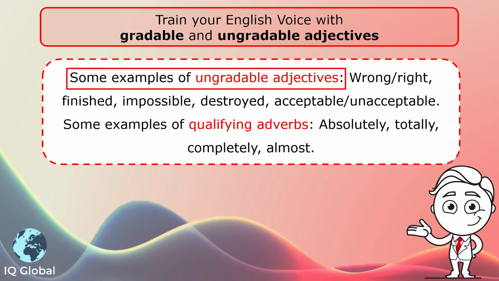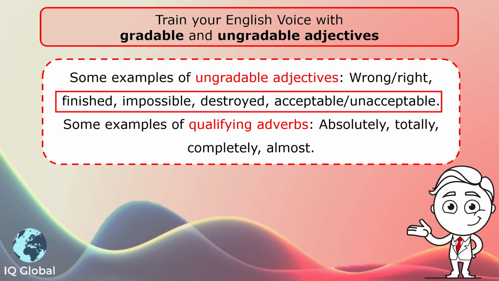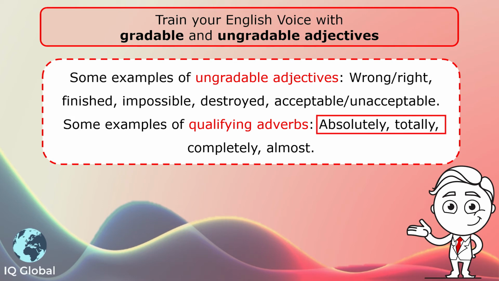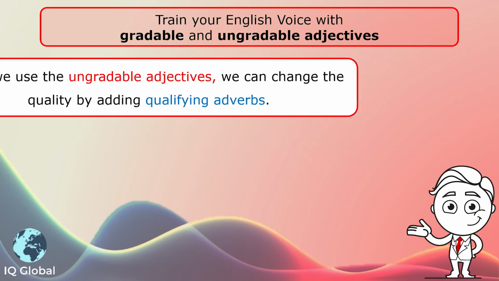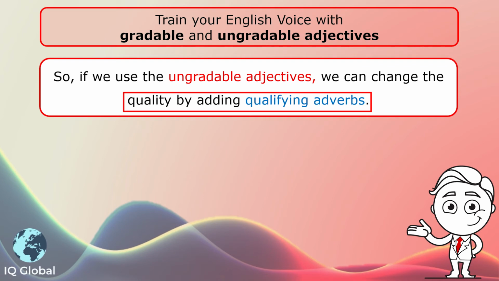So some examples of ungradable adjectives: wrong or right, finished, impossible, destroyed, acceptable and unacceptable. And some examples of qualifying adverbs we could use in front of those adjectives to make them stronger: absolutely, totally, completely, almost. So if we use the ungradable adjectives, remember we can change that quality by adding the qualifying adverbs.